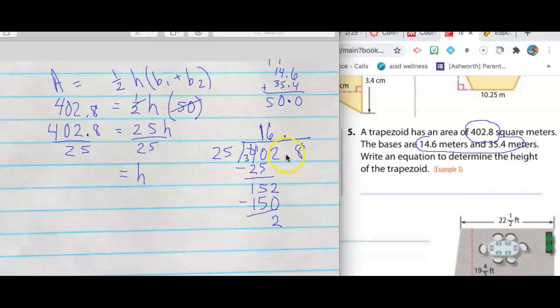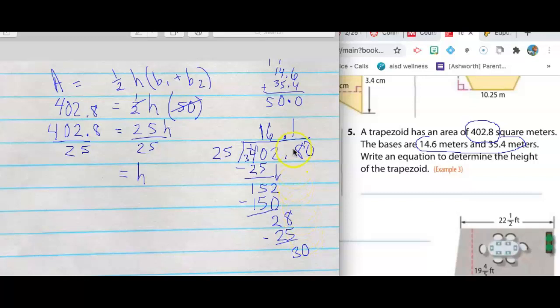Now, we've already brought down this 2 here. So now we're going to bring down the 8. So how many times can 25 go into 28? Well, the answer is 1. So 25 subtracted from 28 is 3. So we're going to bring down a 0.